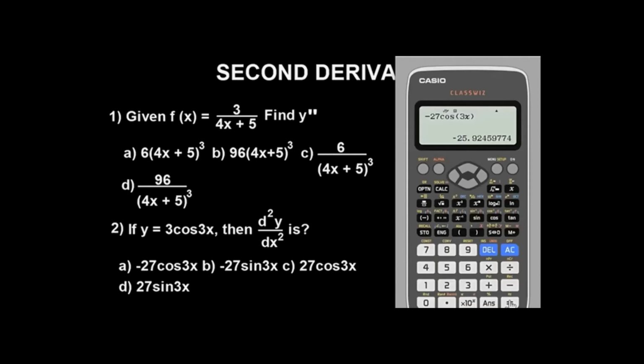Let's check option B and see what we're going to have. Okay, minus 27. That one we have sine, minus sine 3x. But this is very, very interesting, guys. We have minus 25.92. Okay, let's check option D. Just remove this minus. Option C is almost the same thing as option A.